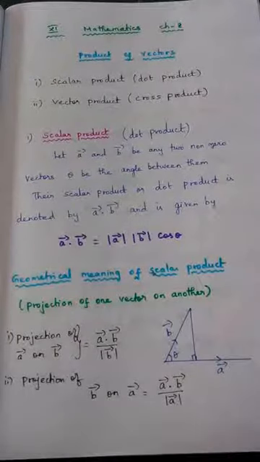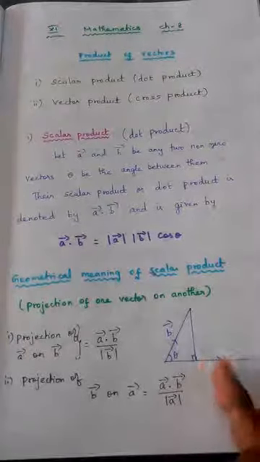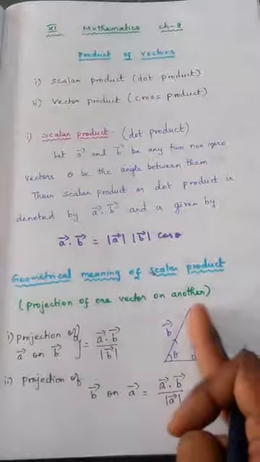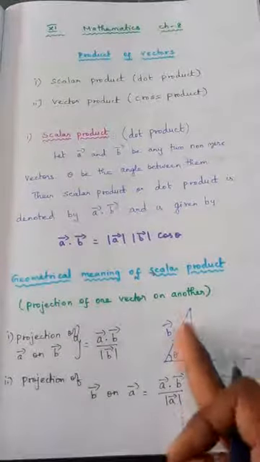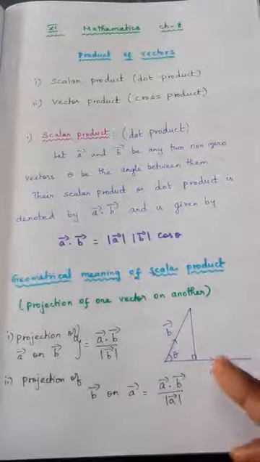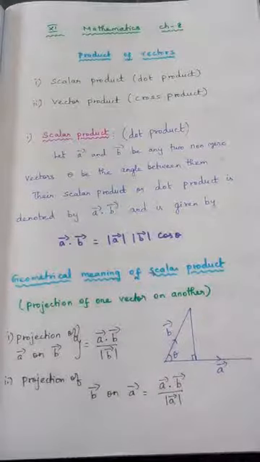Or even you can take this A vector, just move this A vector and try to rotate it and place it on B vector. That is called projection of A vector on B vector. So that is the geometrical meaning of scalar product or dot product.